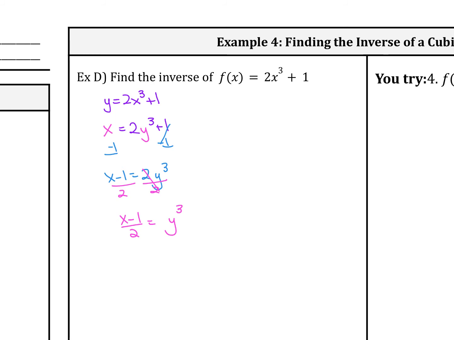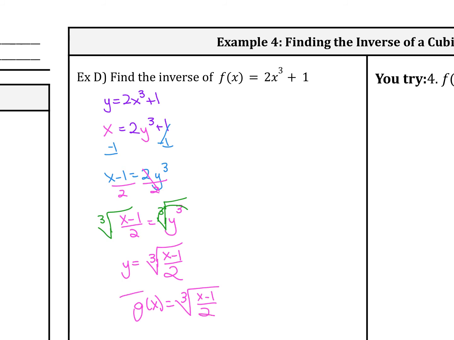Now in order to get rid of that cube, we're going to cube root both sides. And so now that is gone. And now we're looking at y equals the cube root of (x minus 1) over 2. And we're not going to rationalize the denominator. We'll leave it as it is. Of course, the last thing we should do is write it as g of x. So g of x equals the cube root of (x minus 1) over 2.